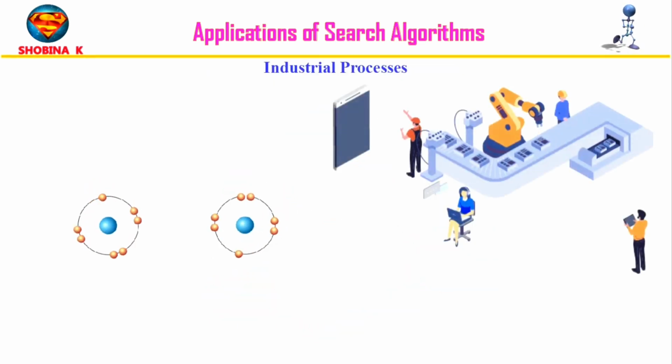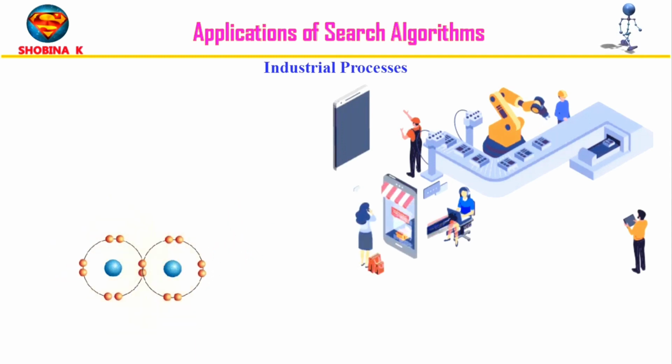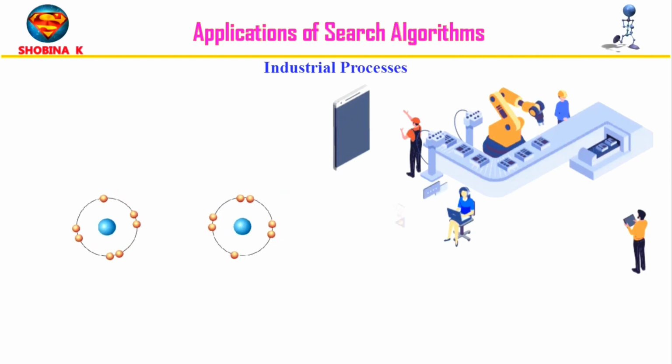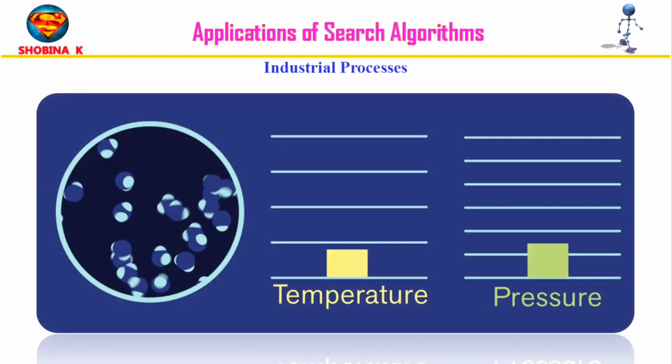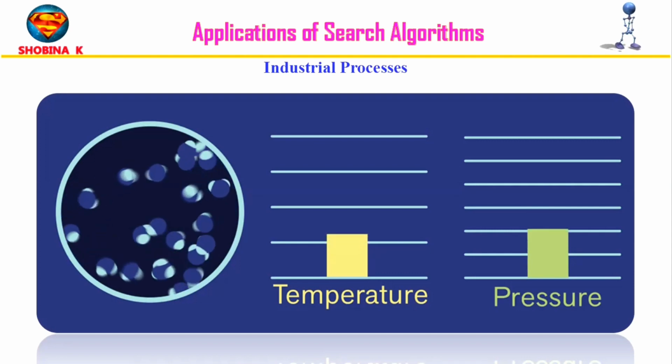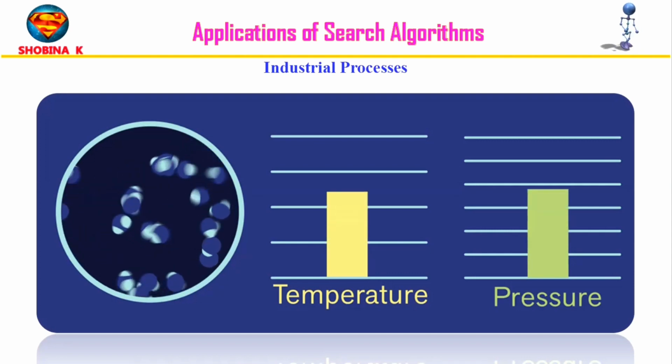Additionally, these algorithms are used in optimization of industrial processes. A good example is a situation of chemical reaction. So in this case, the procedure may require changing some parameters like temperature or pressure, which serves as an excellent illustration. So once the initial and desired states have been established, a sequence of operations is carried out in order to achieve the desired state.